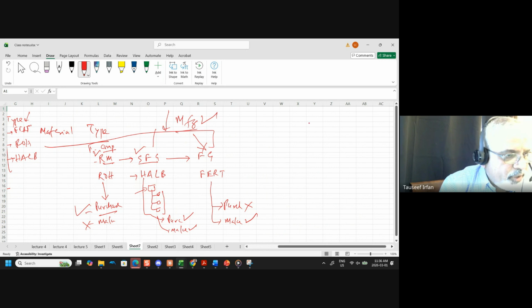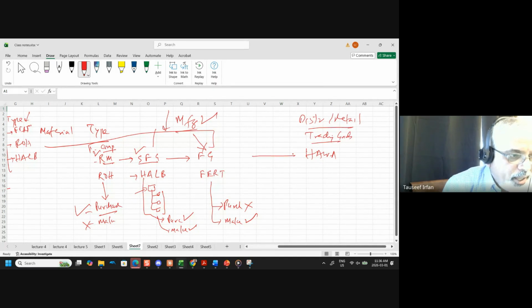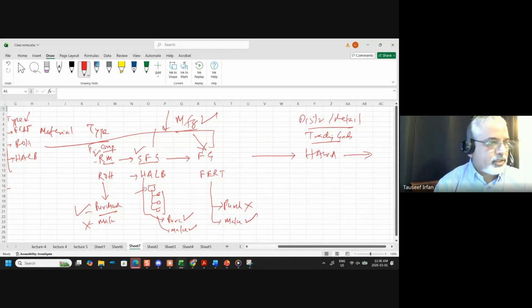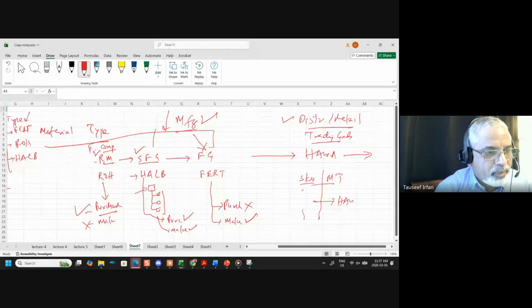Very good question. If it is a distribution or retail industry, then we have only one of them, which is HAWA, trading good. This is used for finished goods. Everything is set like: you buy this product, you sell this product, nothing else. No ROH, no HALB, no FERT. You just buy and sell. If you go to the retail industry as a consultant and they give you the list of all the items, it is very, very easy, because you say whatever you have here, I am putting it all under HAWA.